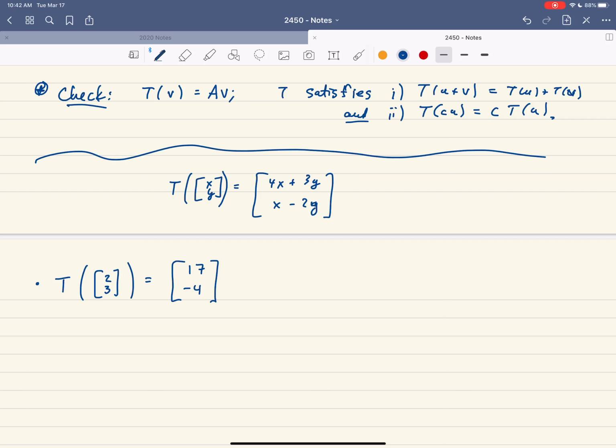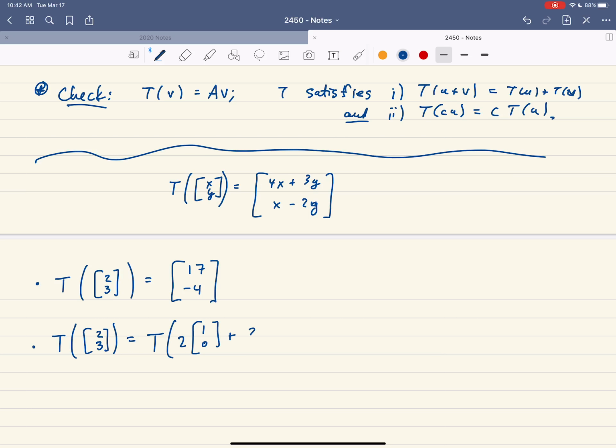No other comments there. But what I want to do is something a little bit more interesting, and this will shed a little light on why we care about linear transformations and why they have the properties that they do. I'm going to write (2, 3) as a linear combination of the vectors (1, 0) and (0, 1). There is exactly one way to do this.